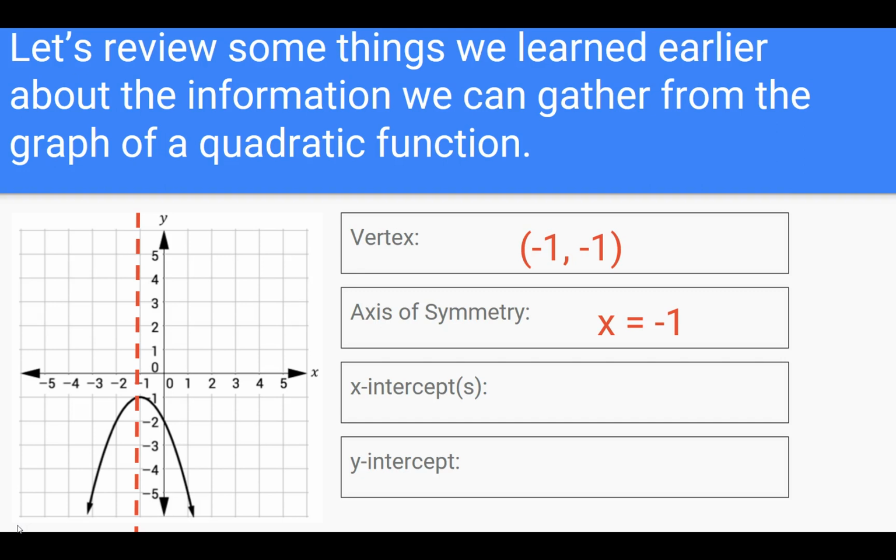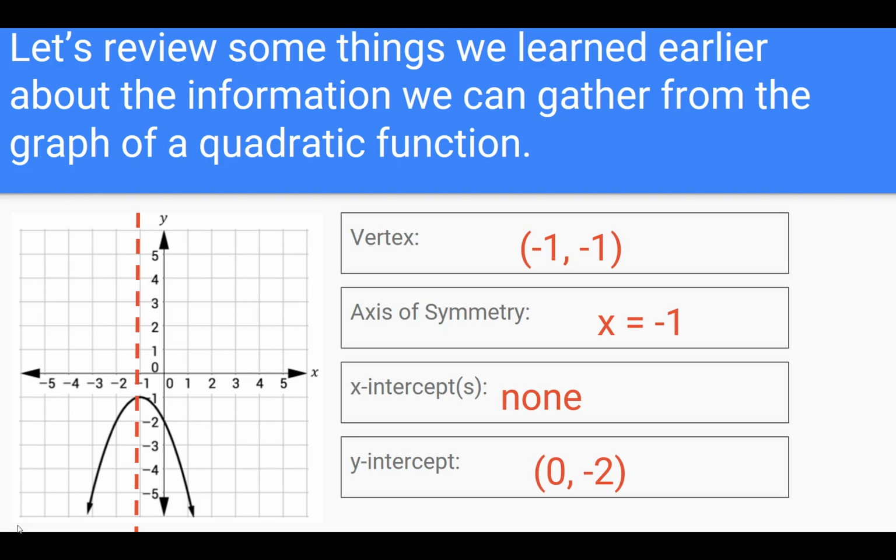Mason, x-intercepts. No, because it doesn't cross that. Good, we don't have any. There are none. This one does not touch the x-axis, so we don't have any x-intercepts. Kevin, y-intercept. 0, -2. Good job. We good? Coming back?